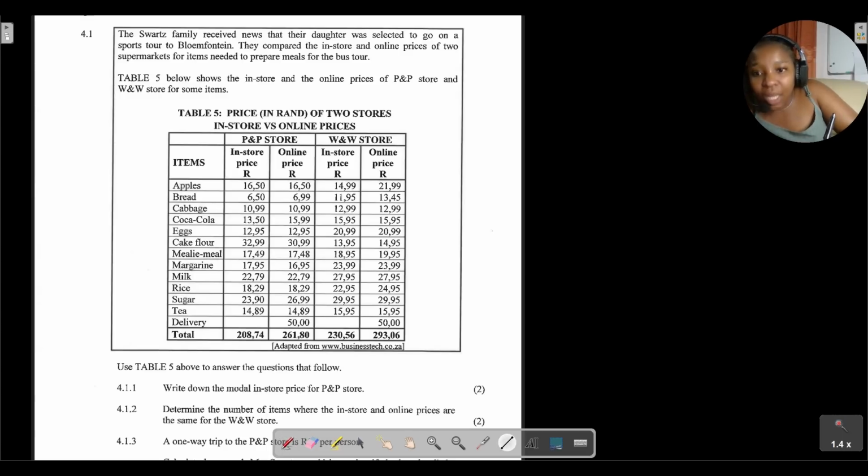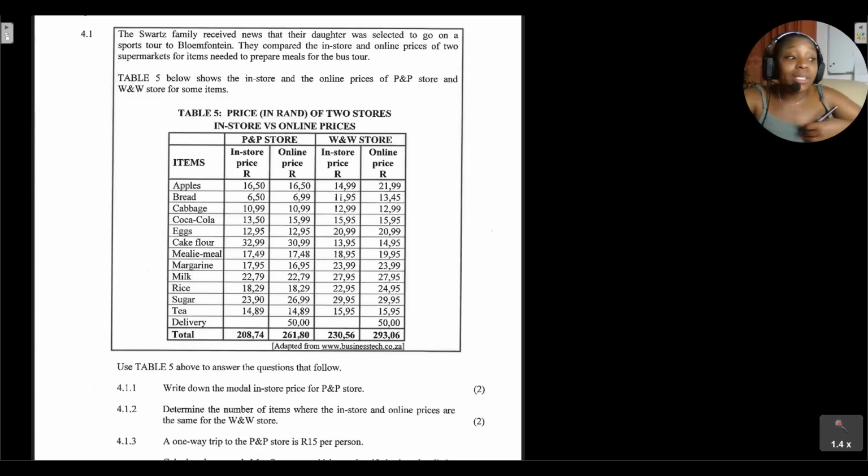What is the modal or the mode? This word should sound familiar. If you want to determine the mode, we are just trying to say what is the price that occurs the most. So that's what we want to look out for, right? Where are we going to focus our attention? We're going to focus on the P&P store, on the in-store price, and look to see if there is an amount that appears more than once. If there is, that means that is our modal in-store price.